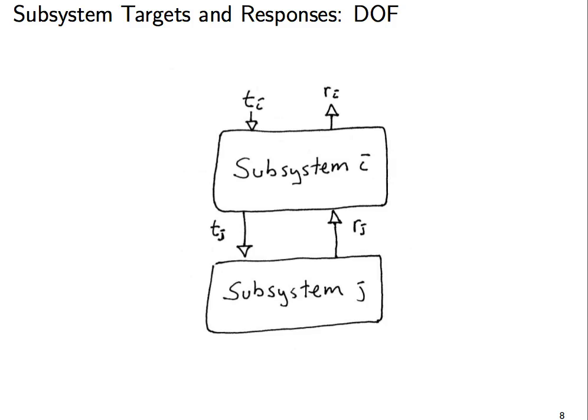If in the first attempt at target cascading, subsystem I is able to meet its targets, but sets targets for its child subsystem J that cannot be met, perhaps subsystem I could meet its targets in a different way that involves a new set of targets for subsystem J that are achievable.